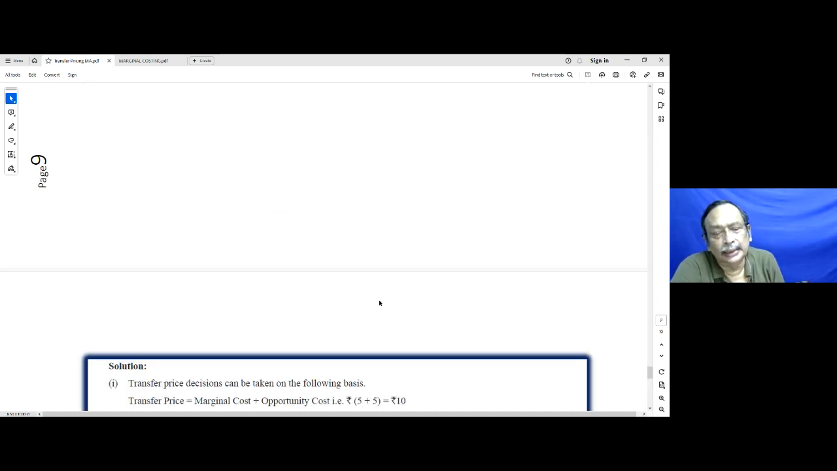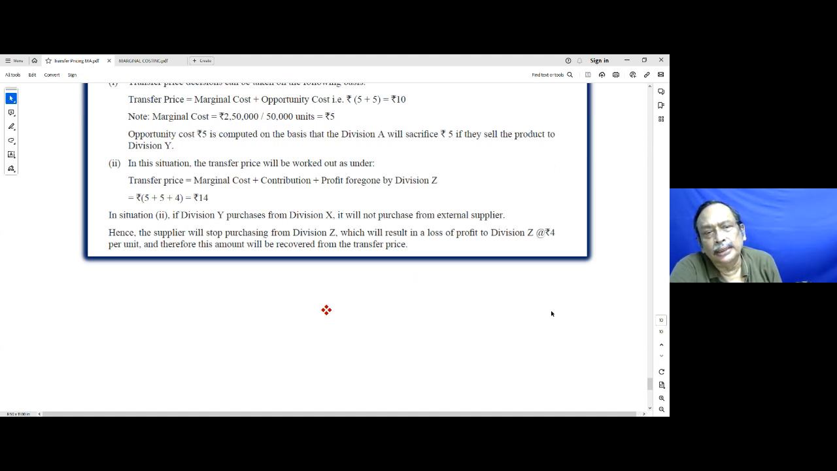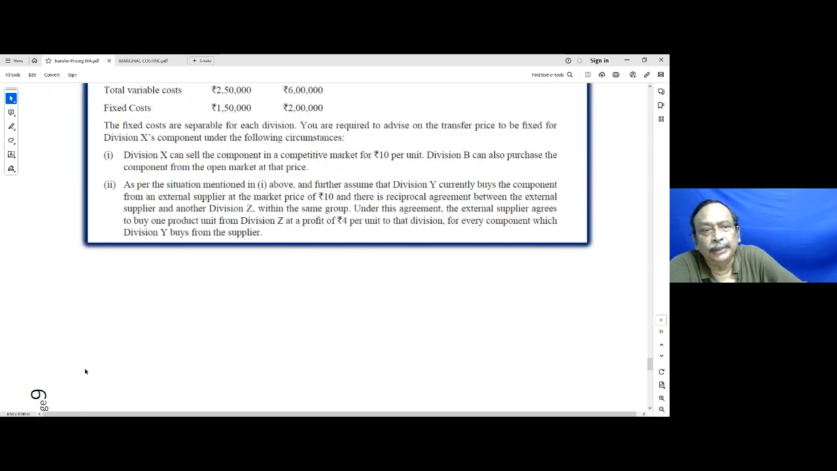Okay, so in this situation, the transfer price will be worked out as transfer price equals marginal cost plus contribution foregone plus profit foregone by division Z, that is 5 plus 5 plus 4, that is rupees 14. In situation 2, if division Y purchases from division X, it will not purchase from the external supplier. Hence, the supplier will stop purchasing from division Z, which will result in a loss of profit to division Z at the rate of rupees 4 per unit. And therefore, this amount will be recovered from the transfer price. So, let us repeat once more.